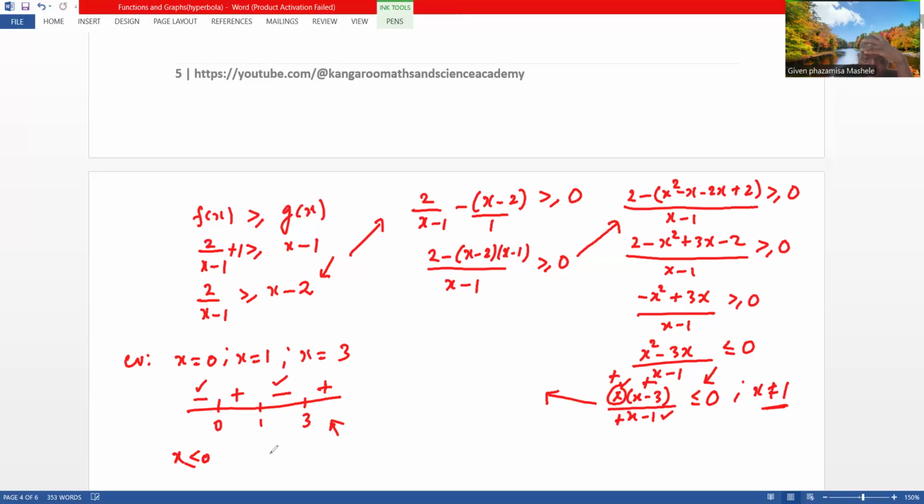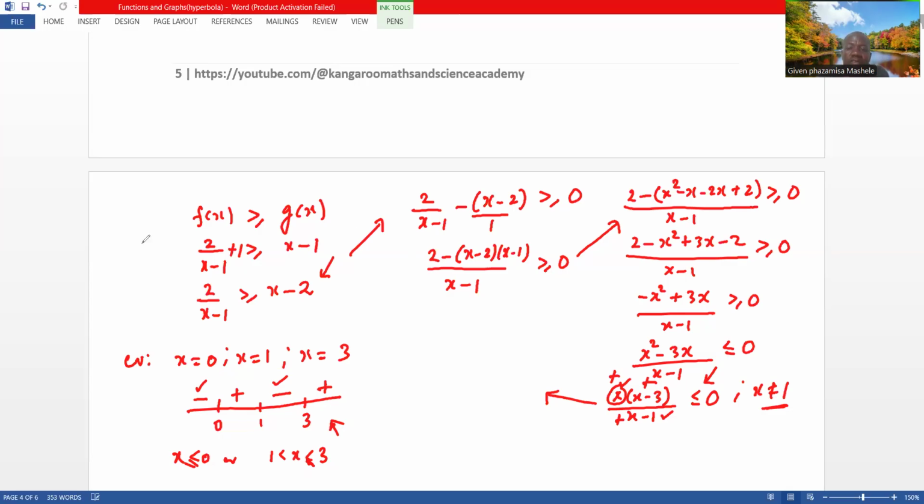Or x is between 1 and 3. But since we said x must not be equal to 1, we exclude this value here. That's why we included the 0 here, because there was no restriction. So x should be less than or equal to 0, or x should be, oh, sorry guys, we're not supposed to exclude this. We include 3, not 1. At 1, we are not including anything because we restricted the domain.